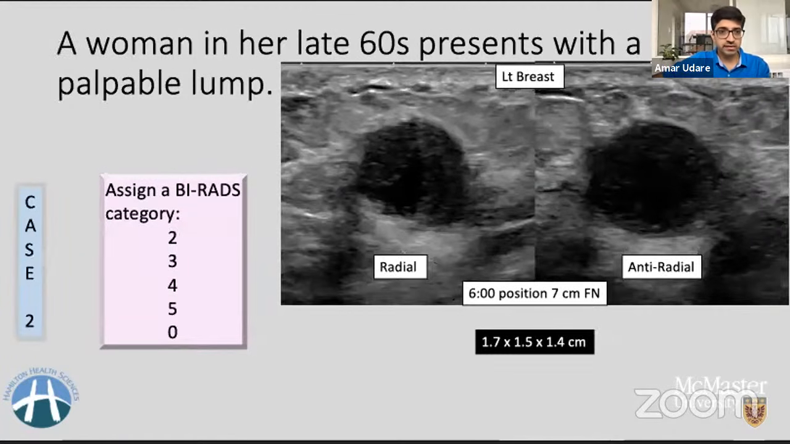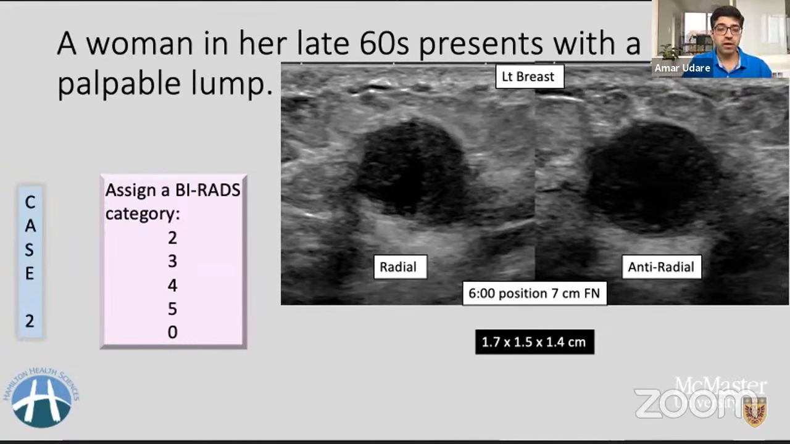Let's go to the next case here. So this was where we stopped our quiz, but let's try to answer the question here. A woman in her late 60s presents with a left breast palpable lump. Now I have given you 2 ultrasound images. Again, pay attention to the annotation. I have given you the breast which is involved, the o'clock position in the breast, how much distance from the nipple, and I have given you 2 pictures, one radial and one anti-radial.